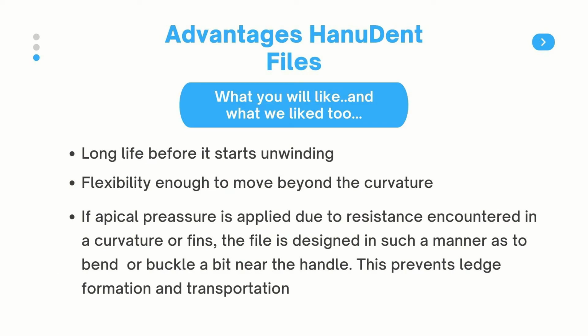Talking about the advantages of Hanudent K files, it has a longer life before it starts unwinding. It has good flexibility to move through curvatures, and if apical pressure is given to the file when a stiff resistance is encountered, as in curvatures, fins, ledges or a flat surface, the file is designed in such a way that it bends or buckles near the handle. This prevents ledge formation and transportation of the canal.